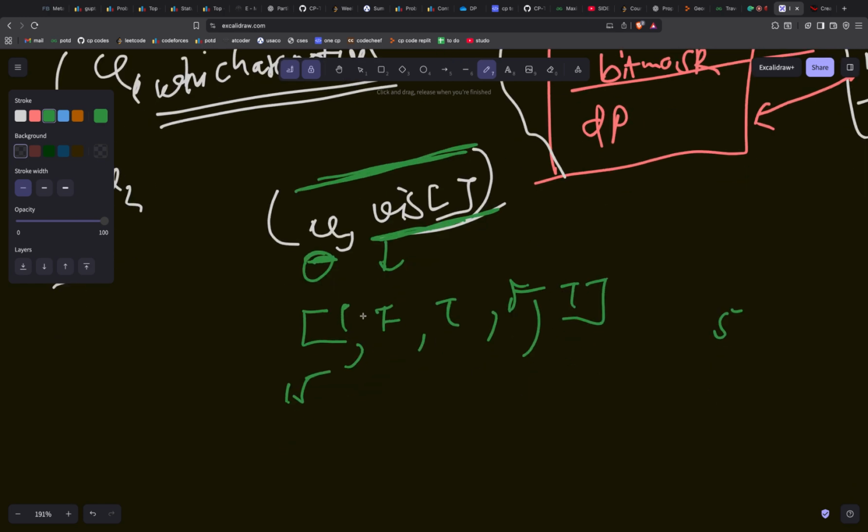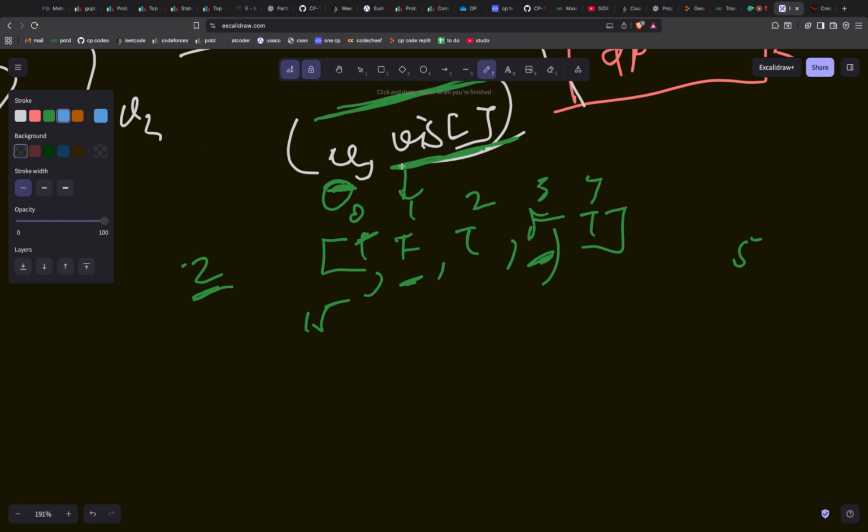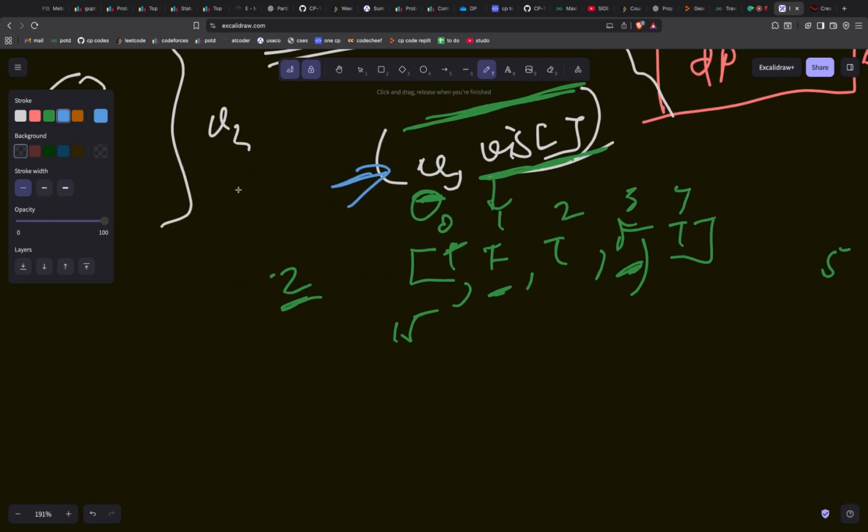True, false. That is 0, 1, 2, 3, 4. So this basically means 1 and 3 are not visited. So if, let's say, we are at vertex 2 here, then from 2 we can consider an edge to 0, 2 to 3, and from 2 to 1, right?